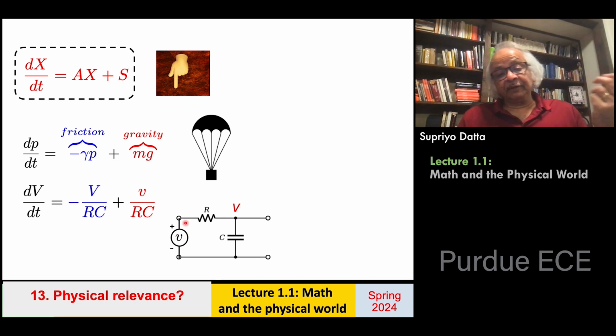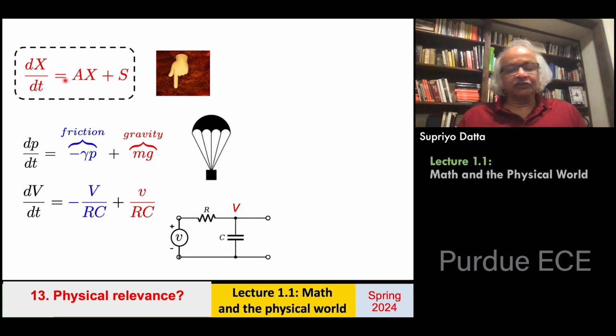Another example, which may be more familiar if you're from electrical engineering, and even if not, these are simple circuits, you probably have seen this. If you had a resistor in series with a capacitor and you apply a voltage source and you look for the voltage across the capacitor, you'll get an equation that looks, again, much like our generic equation.